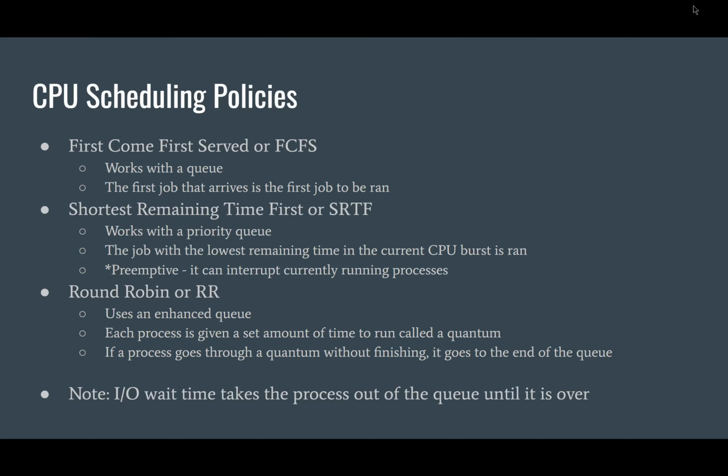And if a process goes through a quantum without finishing, it'll just go to the end of the queue. If it doesn't reach that quantum amount, so let's say you have a quantum of 2, but the next process that's up in line only has 1 time unit left, it'll just run whatever it has left, and that's okay. And lastly, to note, input-output wait time takes the process out of the queue until it's over. So that's like a cooldown. And that's something we'll talk about in our example on the next coming slides.